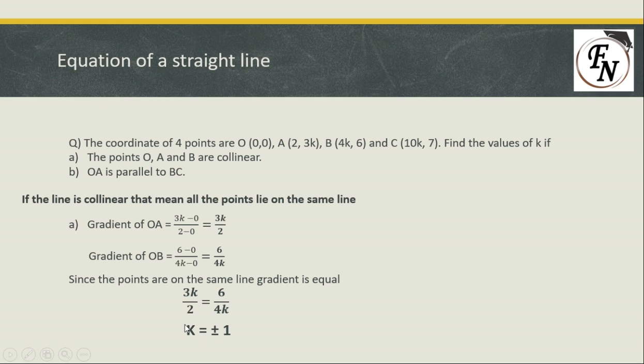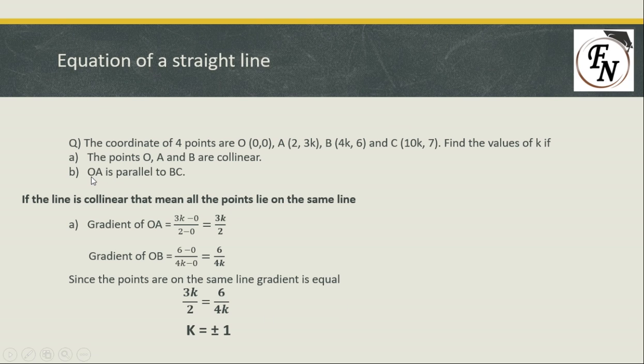This is plus minus 1 because when we multiply 3k by 4k, it would be 12k squared, and 6 times 2 would be 12. Then 12 would be divided on that side, and we get 1 equals k squared. So we will take the square root and we'll have the answer as both plus and minus.